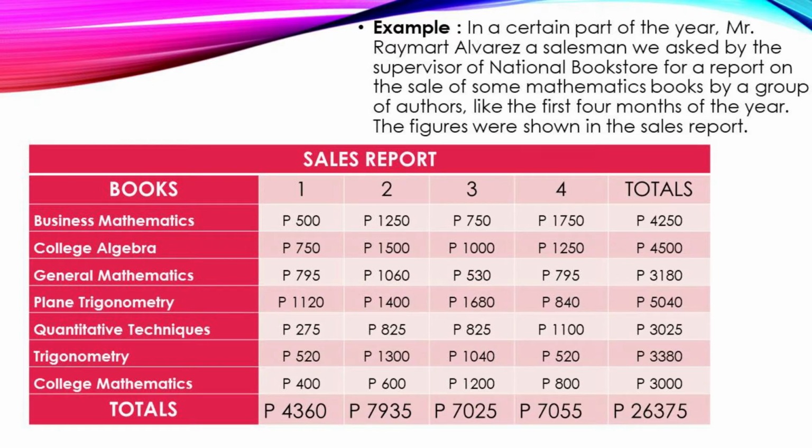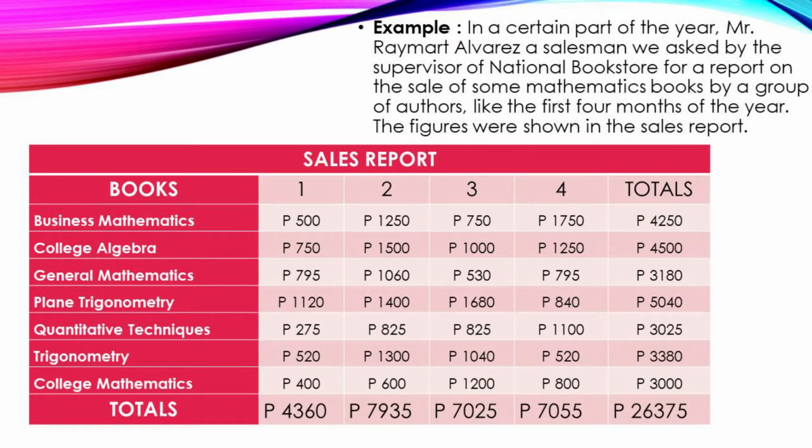Next, for the total in first month only: 500 plus 750 plus 795 plus 1,120 plus 275 plus 520 plus 400 is equal to 4,360 pesos for the first month.